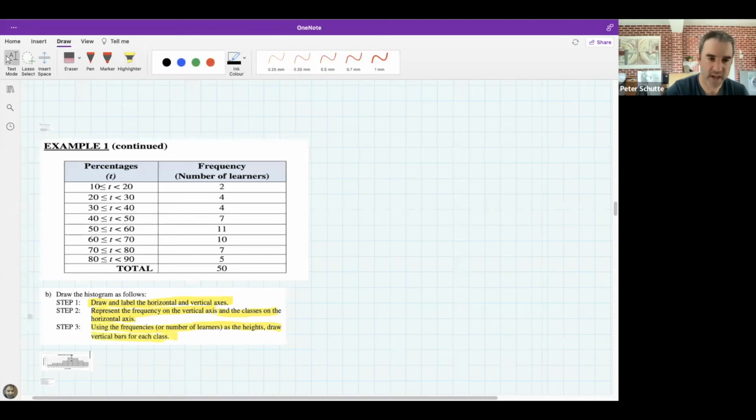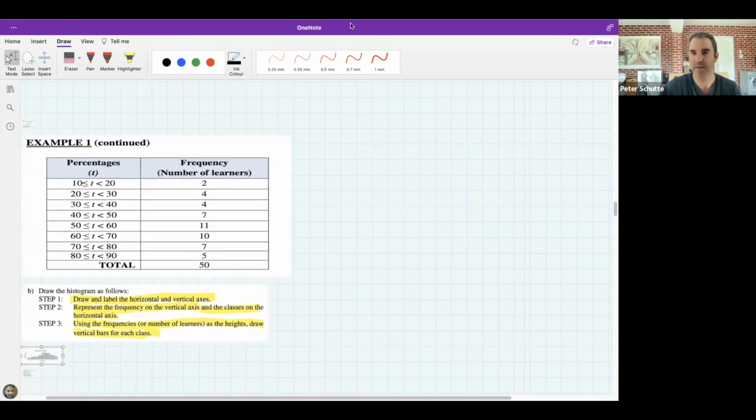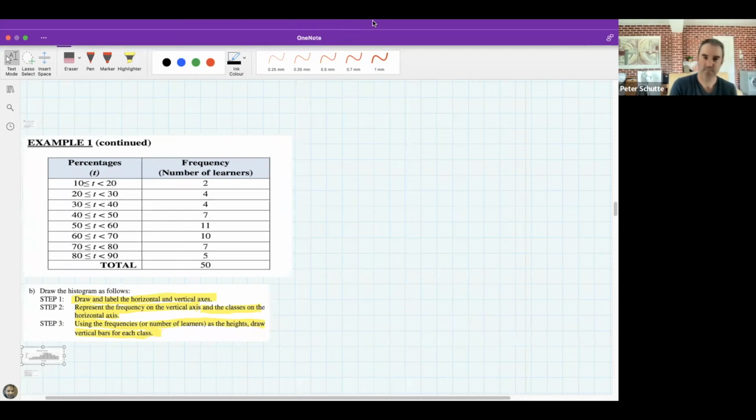So see if you can draw a histogram. And a histogram is just showing basically grouped data. So you've got 3 minutes. You can do it.